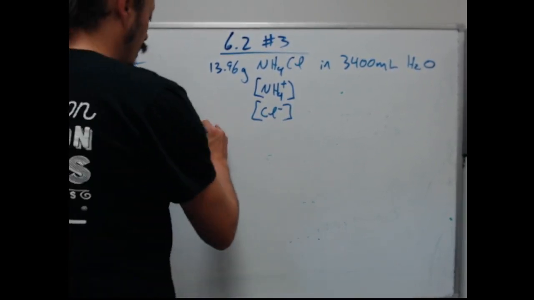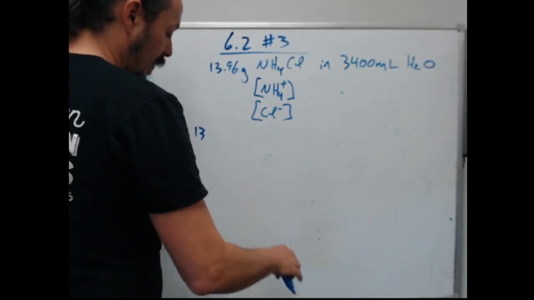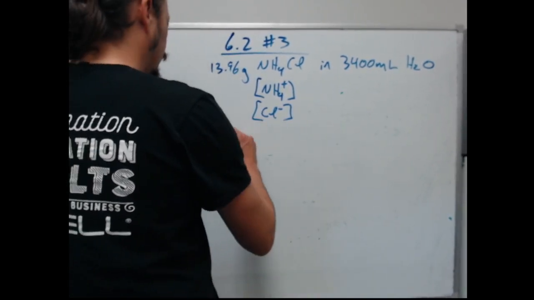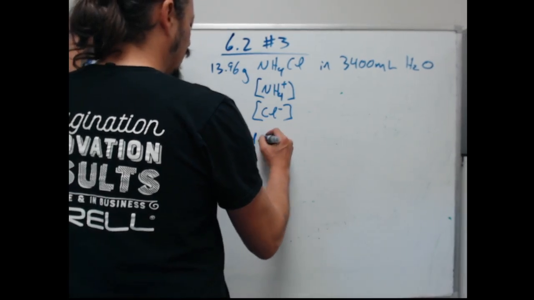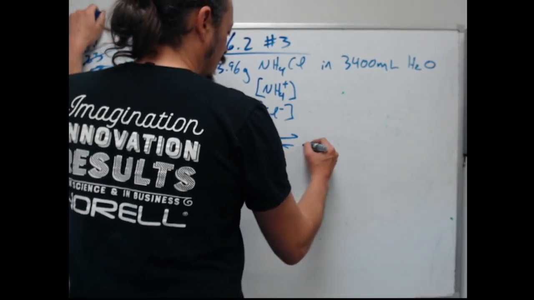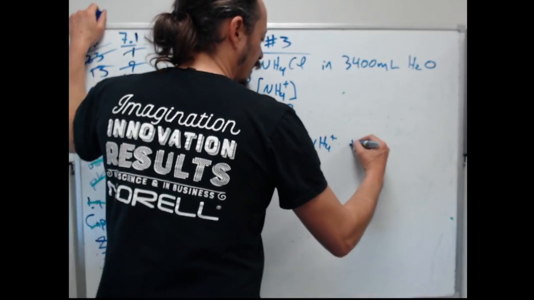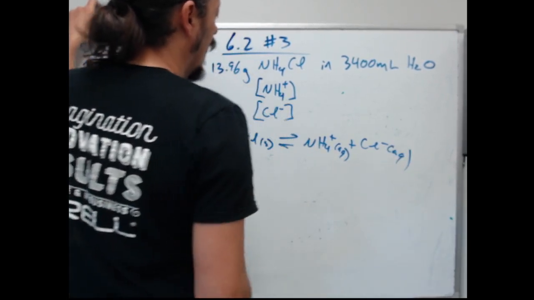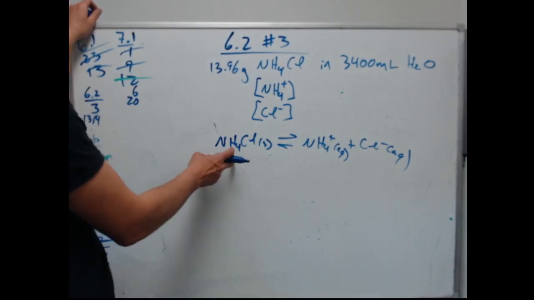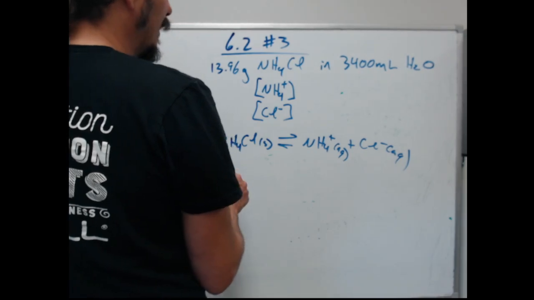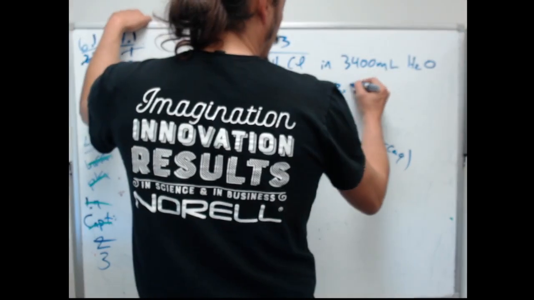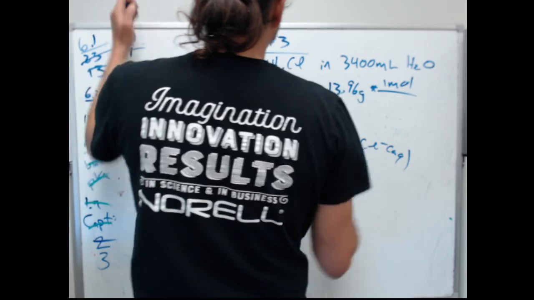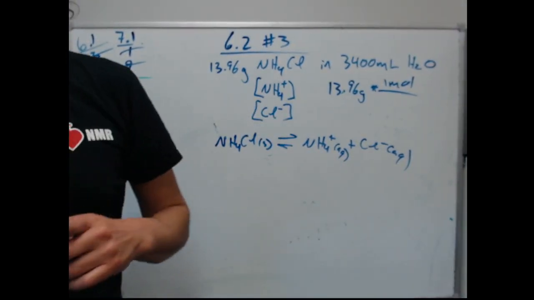So to get the cation and anion, we can start with just recognizing that it's going to be NH4Cl solid going to NH4 plus and Cl minus. I need to figure out the molarity, the moles per liter. So I need to figure out the moles of each thing. So I'm going to take my 13.96 grams and multiply by 1 mole over the molecular weight: nitrogen, hydrogen, chlorine.